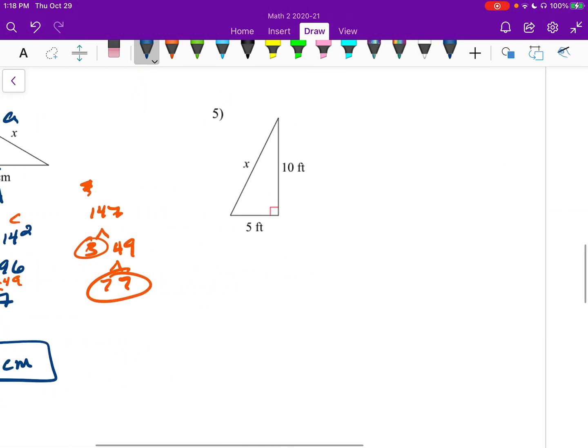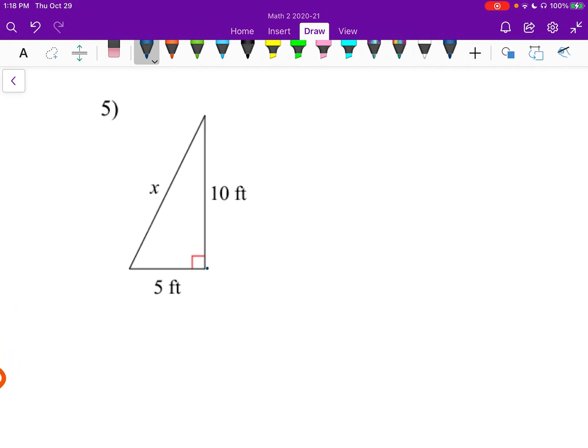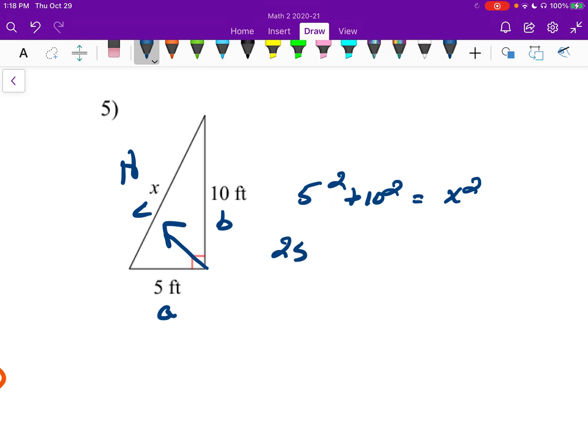There we are. Number 5. Our hypotenuse is opposite the right angle. So we'll say, well, here's A, here's B, and here's C. This is the first time that our C is our hypotenuse. So we're going to have, well, 5 squared plus 10 squared is x squared. So 25 plus 100 is x squared. 125 is x squared. And now we need to take our roots.